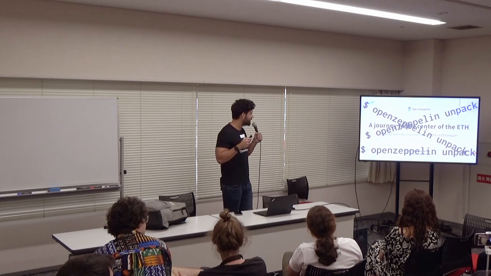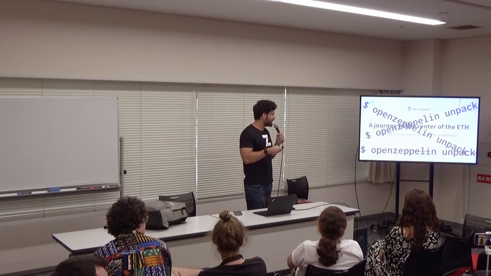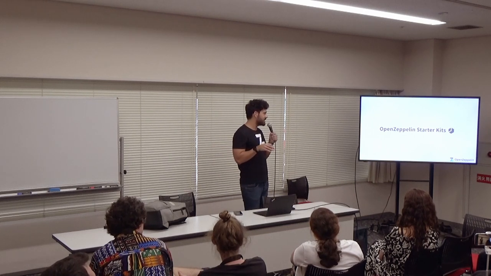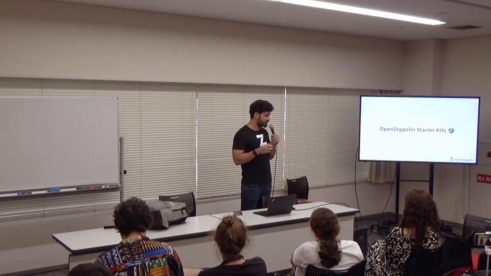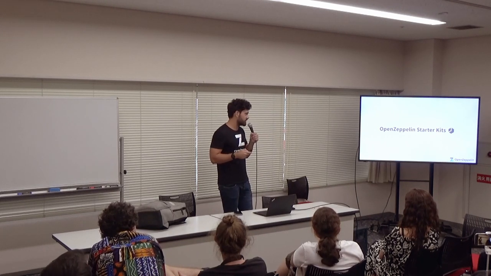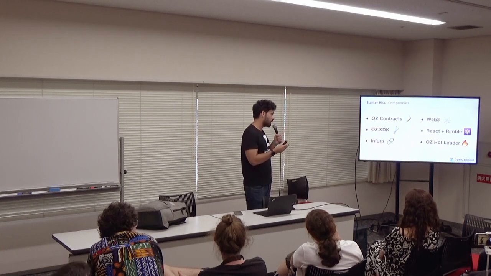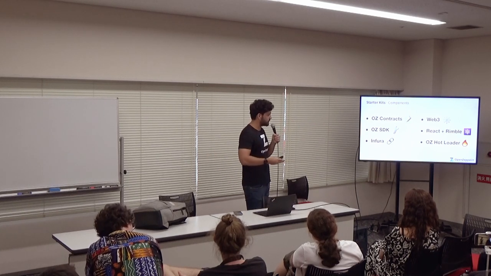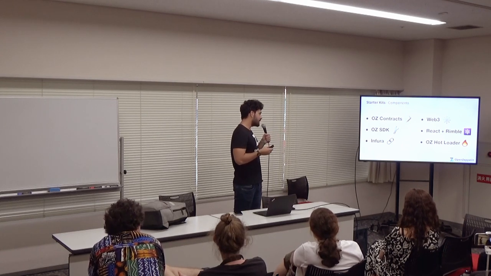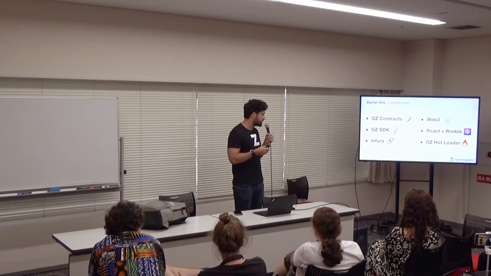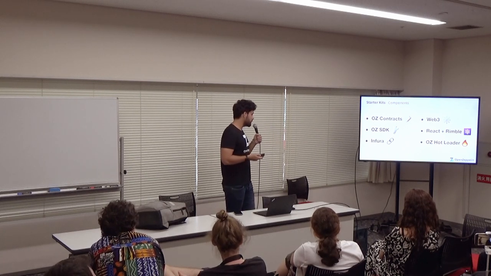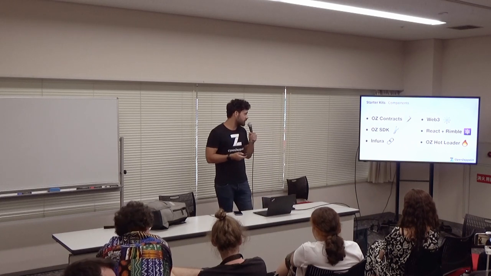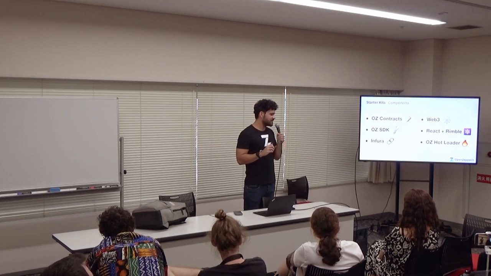Well, basically, the openzeppelin unpack is the command that will let us link the OpenZeppelin SDK with the OpenZeppelin starter kits. OpenZeppelin starter kits are basically DApp scaffoldings that will let us start our DApps super easily. They include the well-known OpenZeppelin contracts, the OpenZeppelin SDK we have been talking about, Infura for connecting to any blockchain, Ethereum blockchain, a one-liner that will allow us to configure Web3, React and Rimble for our front-end components super easily, and also the OpenZeppelin hot loader, which is basically a tool we developed for you to modify your contract and see the changes of that contract in your web app, just saving the file.